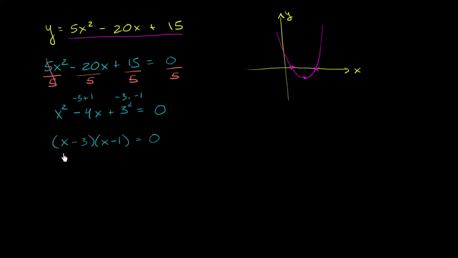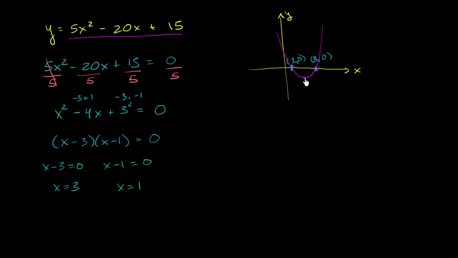And now we can think about what x's will make this expression 0. If they make one of these factors 0, they're going to make this whole expression equal to 0. And so this will be true if either one of these is 0. So x minus 3 is equal to 0, or x minus 1 is equal to 0. You can add 3 to both sides of this. This is true when x is equal to 3. This is true when x is equal to 1. So we were able to figure out these 2 points right over here. This is x is equal to 1. This is x is equal to 3. So this is the point 1, comma 0. This is the point 3, comma 0.